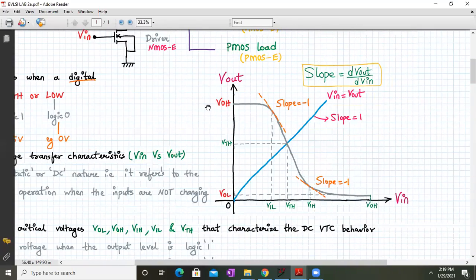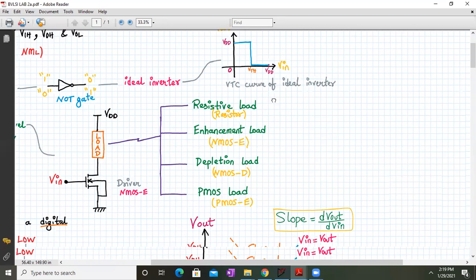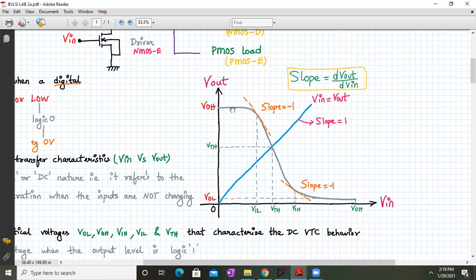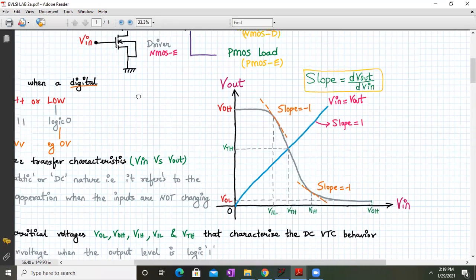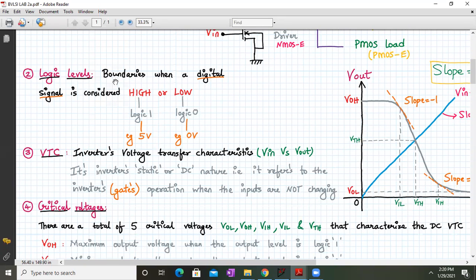We have just now seen the characteristics of an ideal VTC. But in reality, the transition between logic high and logic low has a finite slope, right? So let's define some terms before going there. We are defining the logic levels. Logic levels are the boundaries at which a digital signal is considered to be high or low. High means logic 1, for example 5 volts, and low means logic 0, which for example means 0 volts.